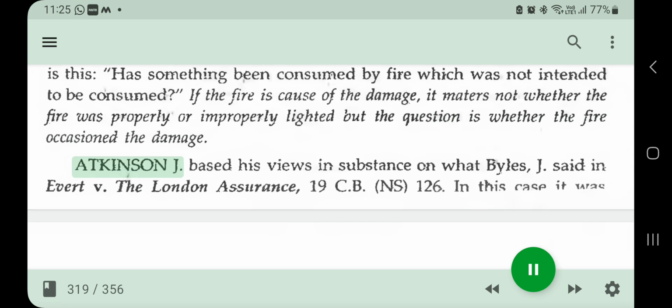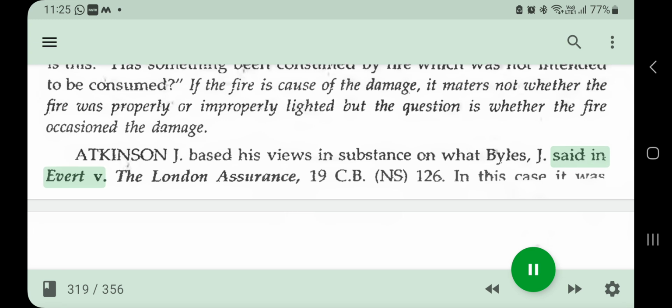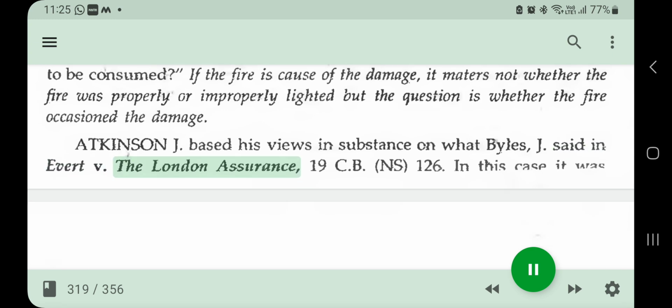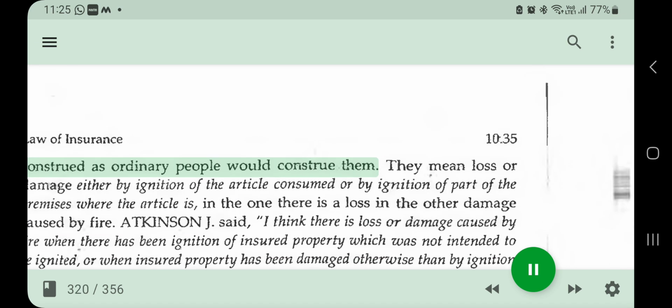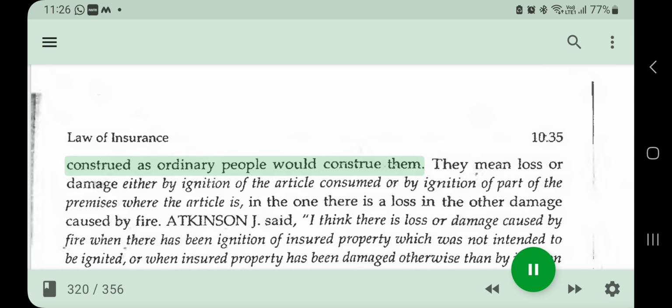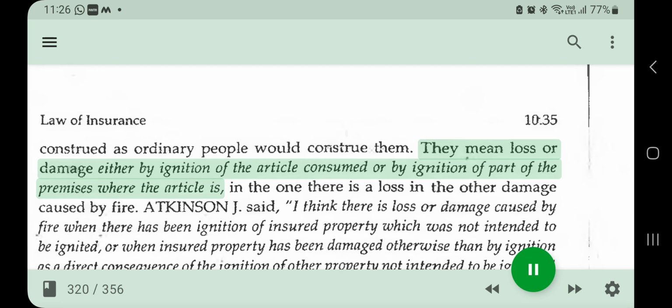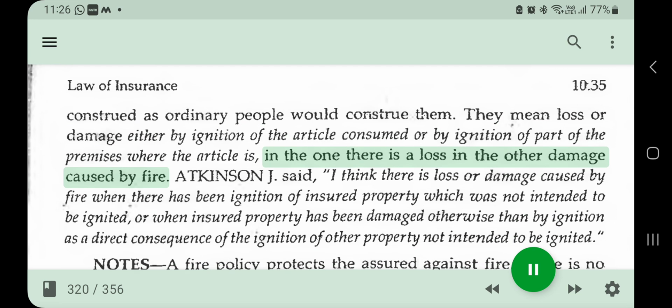Atkinson J. based his views in substance on what Byles J. said in Everett v. The London Assurance, 19 CB NS 126. In this respect, Raoul Colinvaux, Law of Insurance, 10.35: construed as ordinary people would construe them, they mean loss or damage either by ignition of the article consumed or by ignition of part of the premises where the article is. In the one there is a loss, in the other damage caused by fire.